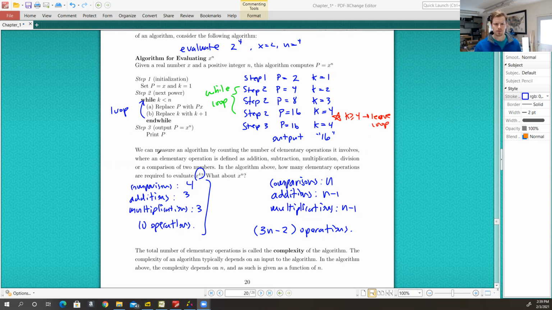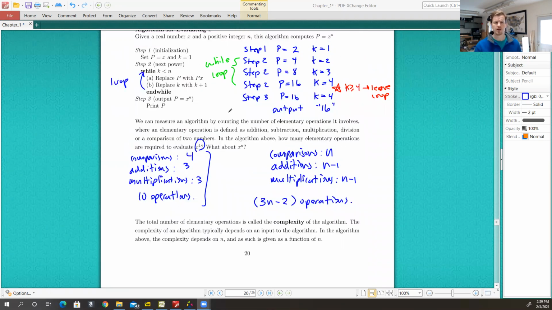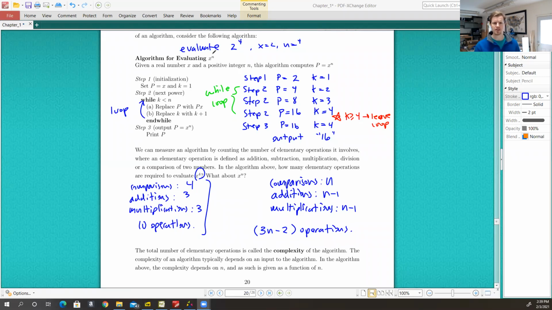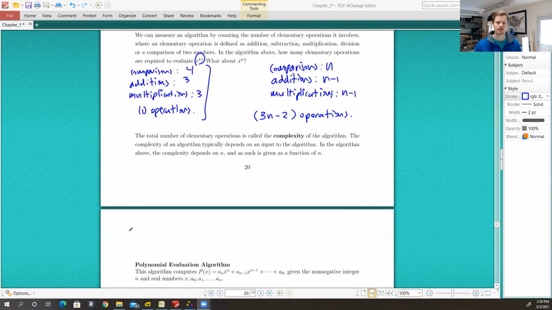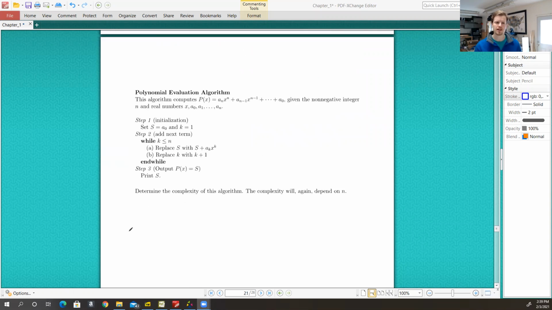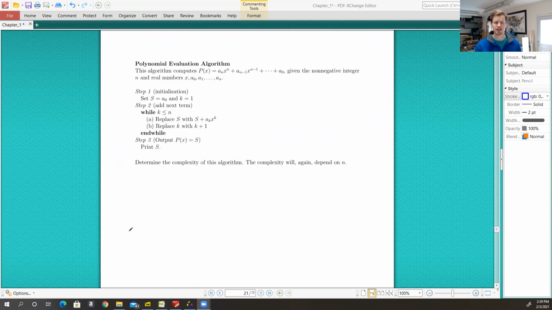All right, so we saw that in the process of evaluating x to the n, there are 3n minus 2 operations. So when we use the algorithm that we have here, there are 3n minus 2 operations that we have to do. That is addition, subtraction, multiplication, division, or a comparison of two numbers. Excellent. We're going to need to remember that as we consider the polynomial evaluation algorithm.